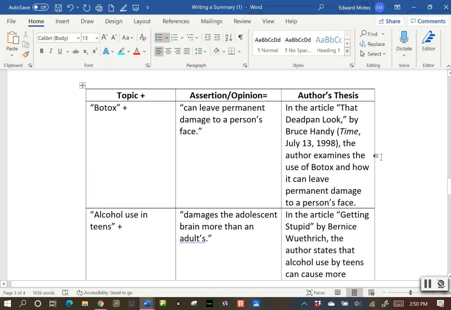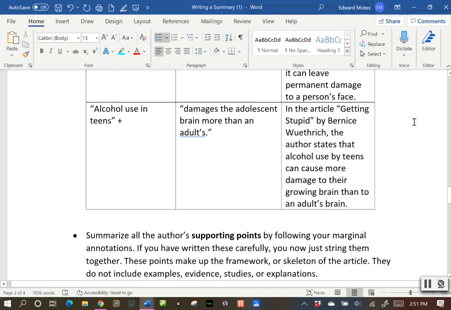All right? So here's some examples of that. Over on the left, we have our topics. In the middle, we have our opinion, and so we're going to put them both together. So here, as you can see, we've got our citation with the 4 parts, and then a thesis statement. So in the article, "That Deadpan Look" by Bruce Handy, Time, July 13th, 1998, the author examines the use of Botox, there's our topic, and how it can leave permanent damage to a person's face. There's our opinion.